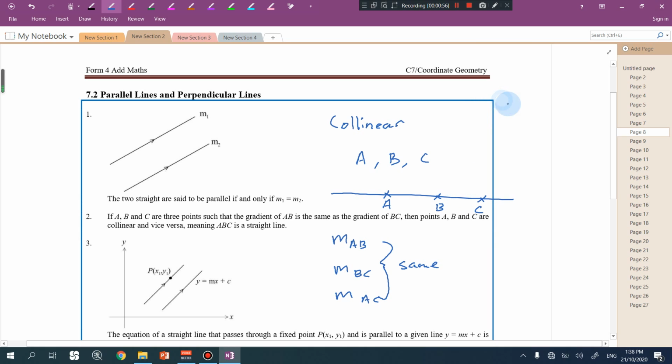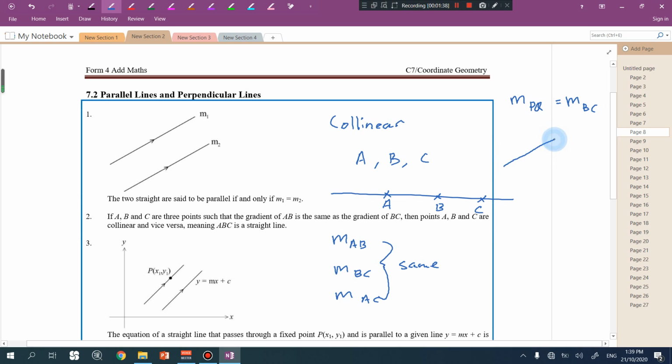But if I tell you the gradient of PQ is equal to the gradient of BC, in this case they have the same gradient, can I make a conclusion that PQ, BC are collinear? We cannot say that they must be collinear, because it can be collinear, it can be not collinear as well. What we can tell is they are parallel lines, parallel to each other. Why? Because you don't see any common point. What the question tells us is the gradient of PQ and the gradient of BC are the same, right?